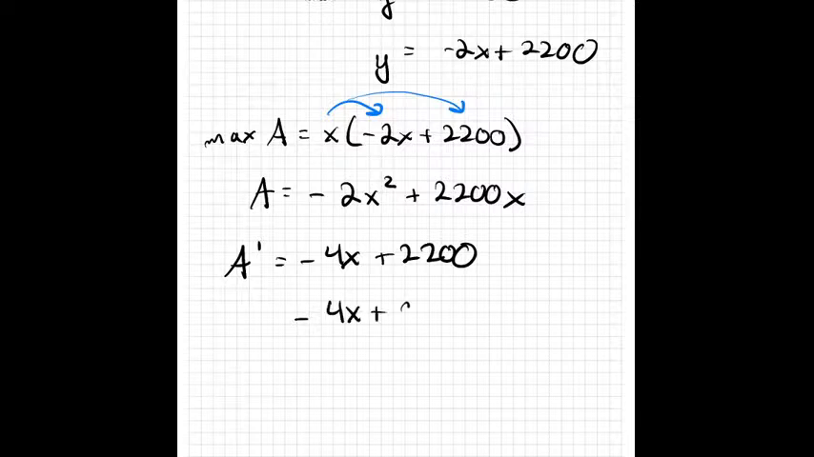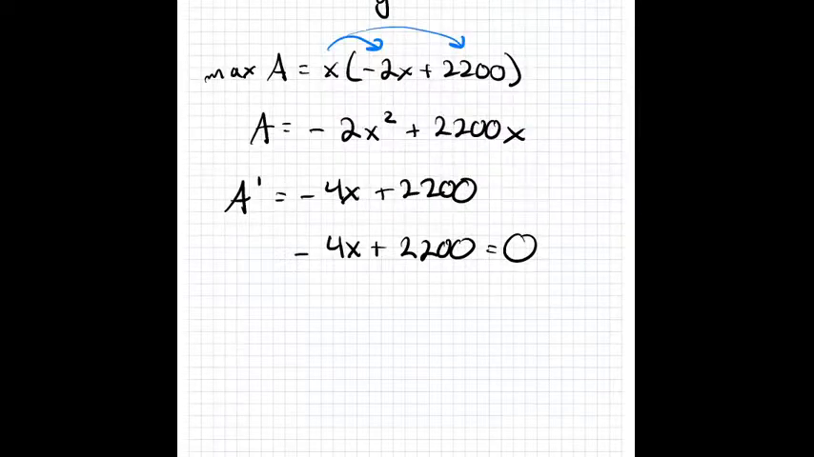Let's see, if we add and divide, x is going to be 2,200 divided by 4. I think it's 550. Hey Siri, what's 2,200 divided by 4? 550.